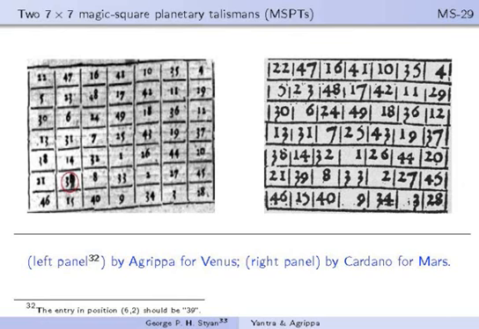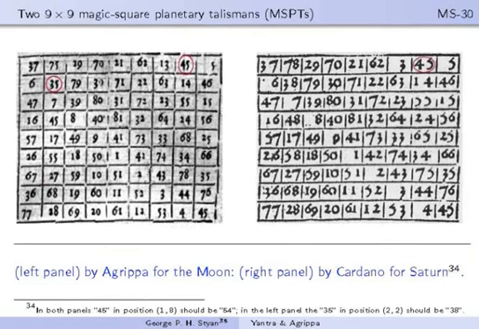The 9x9s that were produced by both Agrippa and Cardano in their original works both had a typo in the top row. The 45 should have been a 54, and the Agrippa one has the additional typo of a 35 that should be a 38, as Cardano had. By Agrippa for the Moon and Cardano for Saturn.